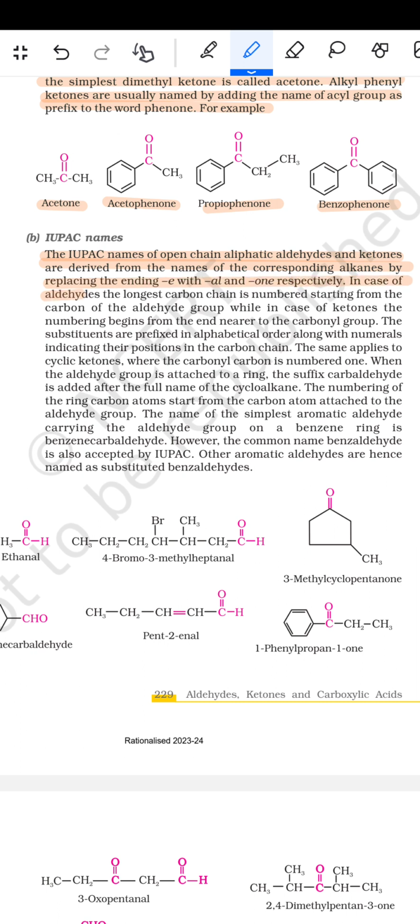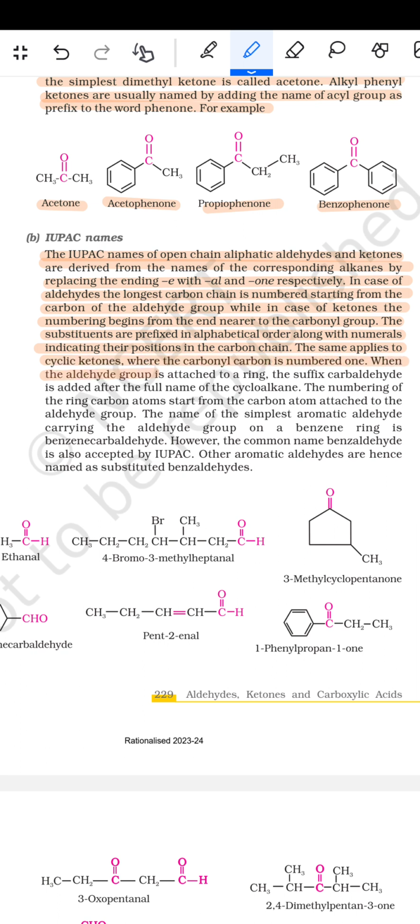In the case of the aldehydes, the longest carbon chain is numbered starting from the carbon of the aldehyde group, while in the case of the ketones, the numbering begins from the end nearest to the carbonyl group. The substituents are prefixed in alphabetical order along with the numerals indicating their position in the carbon chain. The same applies to the cyclic ketones where the carbonyl carbon is numbered 1.